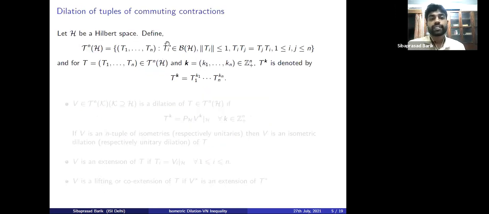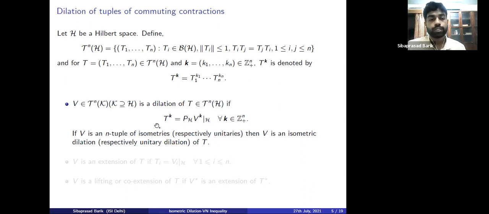Now here is the definition of dilation in the multivariable setup. For that, first we define T_n(H). For a Hilbert space H, T_n(H) is the set of all n-tuples of commuting contractions. That means it is the set of all n-tuples (T_1, T_2, ..., T_n), where each T_i is a contraction and they commute with each other. For an n-tuple of commuting contractions T and a multi-index k in the semigroup of all n-tuples of non-negative integers, T^k is defined as the composition of T_1^{k_1} up to T_n^{k_n}. With this definition, we define the dilation in the multivariable setup.